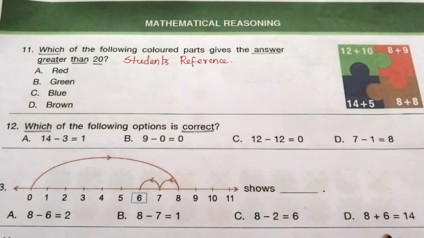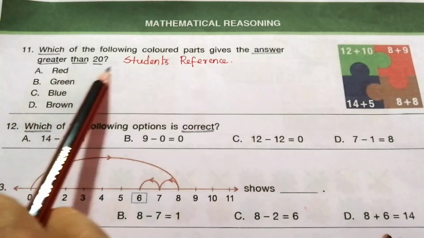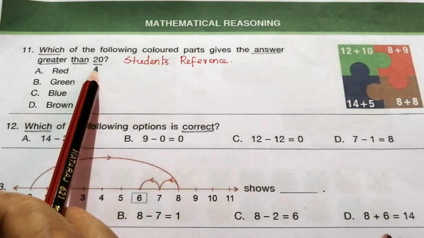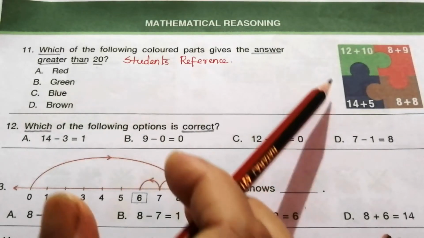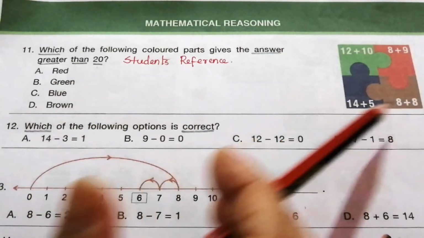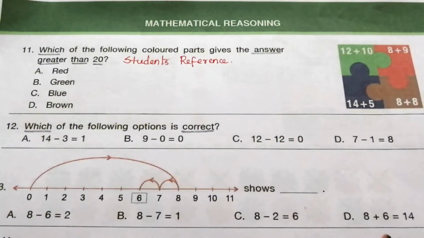Next topic is mathematical reasoning. 11. Which of the following colored parts gives the answer greater than 20? You look at the given picture and find the answer for the given 4 additions. Then you mark the answer.